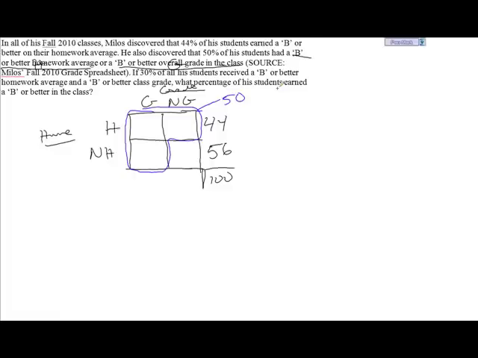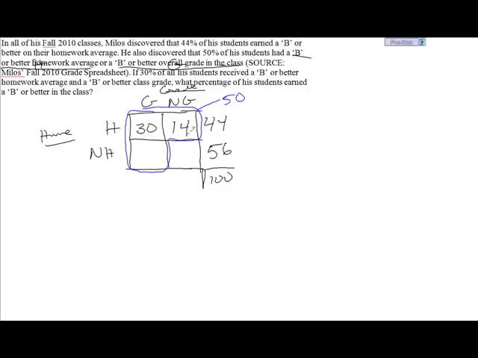So we know that 30% of all students receive a B or better homework average and a B or better class grade. Okay, so 30%, or 30 out of the 100, qualify right here. Great. Well, we know that 30 plus this number right here has to be 44, so the extra 14 got a B or better on homework, but not a B or better in class grade. Maybe they just didn't do so well on projects, tests, etc.